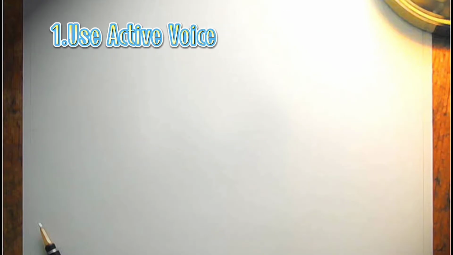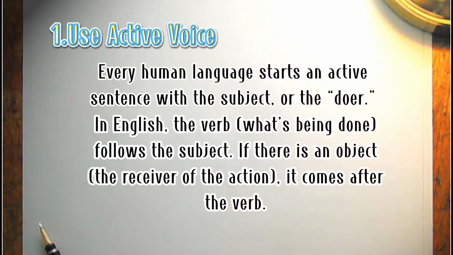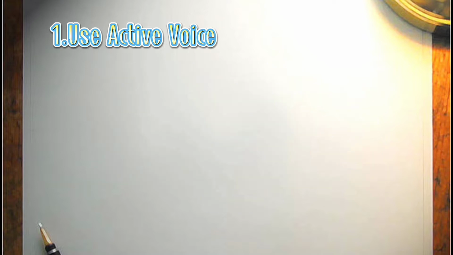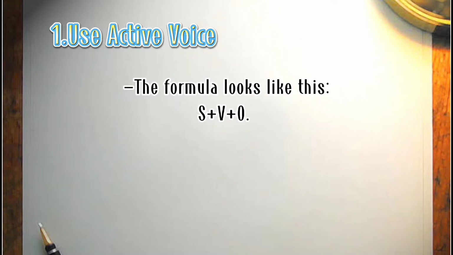First, use active voice. Every human language starts an active sentence with the subject or the doer. In English, the verb, what's being done, follows the subject. If there is an object, the receiver of the action, it comes after the verb. The formula looks like this: subject plus verb plus object.